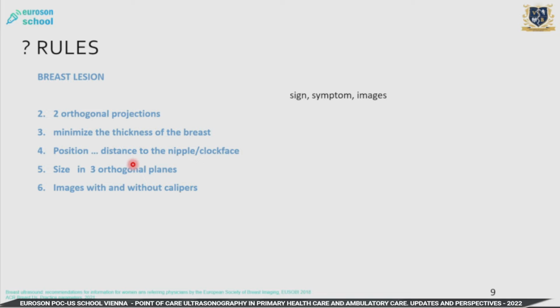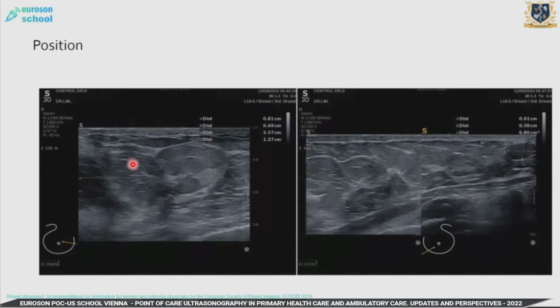With and without calipers, images are important, because when you have calipers, you will have shadowing of the image. The BI-RADS system is something that we should use when dealing with this. There are special recommendations for the axilla. Position means the layers that we saw.